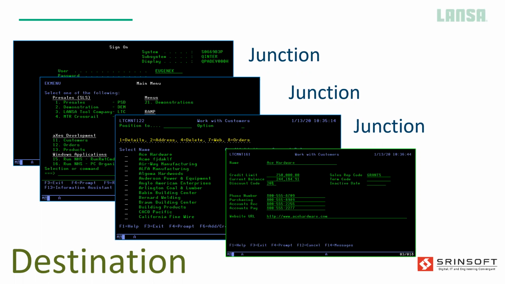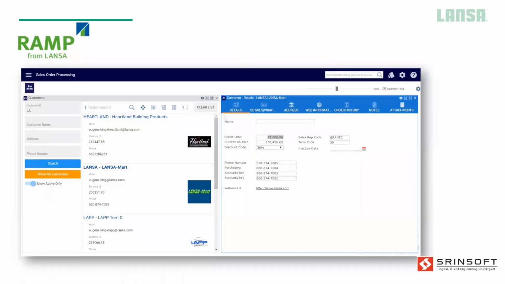The RAMP tool will actually handle the navigation to the destination screens behind the scenes. So as an end user, you'll no longer need to see these junctions. You'll only see the destinations. And this is what it'll look like.